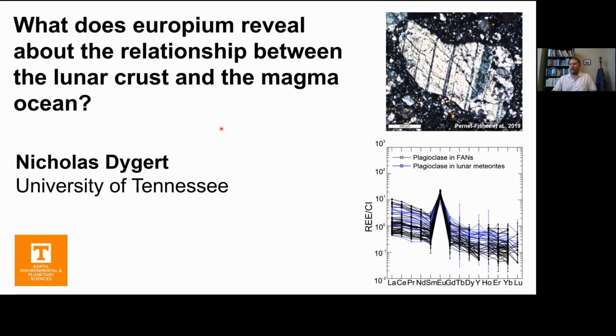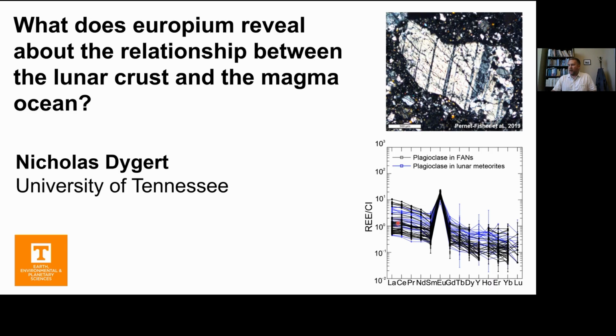I'm excited to talk about some recent results that some graduate students and I have produced that I think are interesting, and they really provide some new insights into the relationship between the lunar crust and the magma ocean, and the evolution of the lunar crust after the magma ocean stage. And really, all of these results relate to trying to quantitatively model rare earth element patterns.